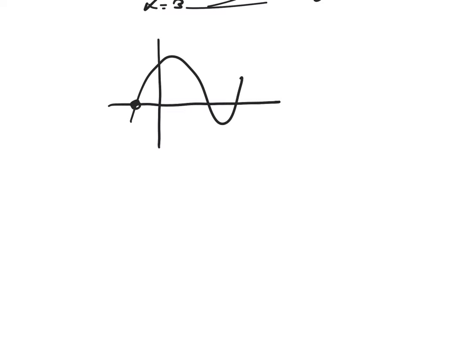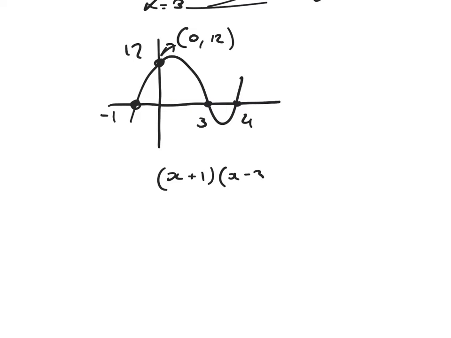Okay, so we've got a root at minus 1, a root at 3, and a root at 4. We pass through the y-axis at 12, so that then is the point 0, 12. So a root at minus 1 comes from the bracket x plus 1, a root of 3 comes from x minus 3, and a root of 4 comes from x minus 4. Let's put the proviso in front, and y equals.